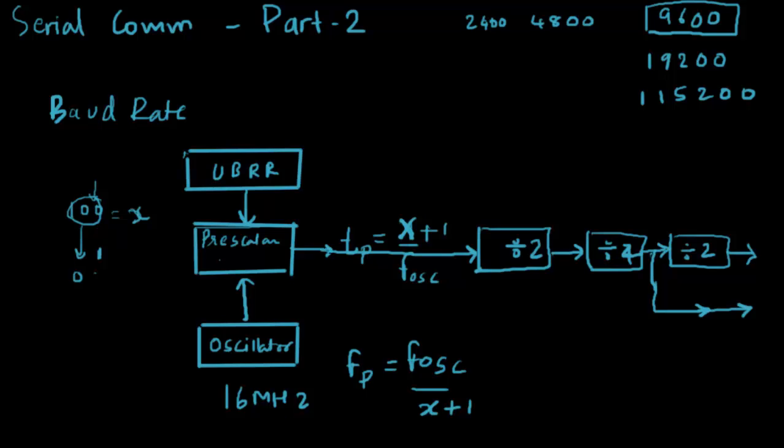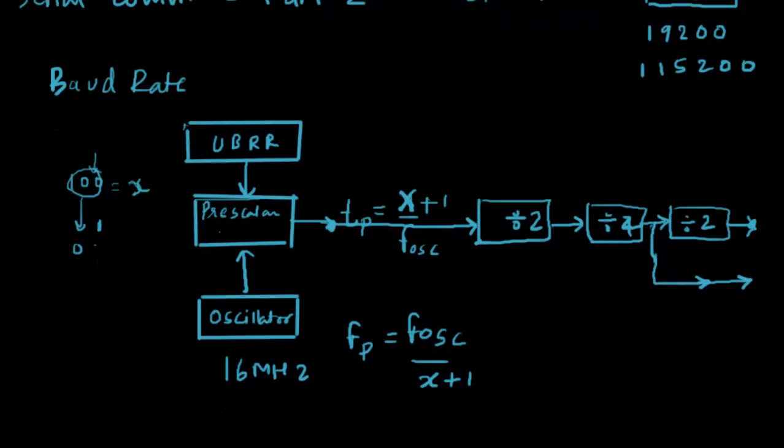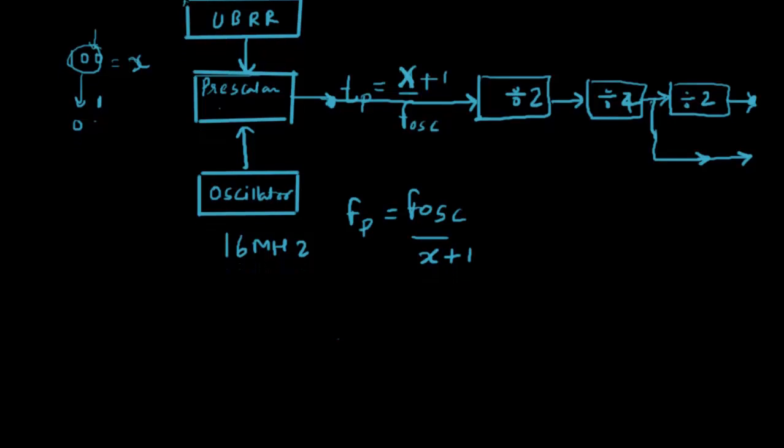Before we do that, let's just complete this. This is the frequency that we get at this point. Now if I want the frequency at the last point, that is our baud rate. Let me call that FB. So this would be F oscillator divided by X plus 1, into 2 into 4 into 2, which is 16. So this is how you get the formula to calculate the baud rate.